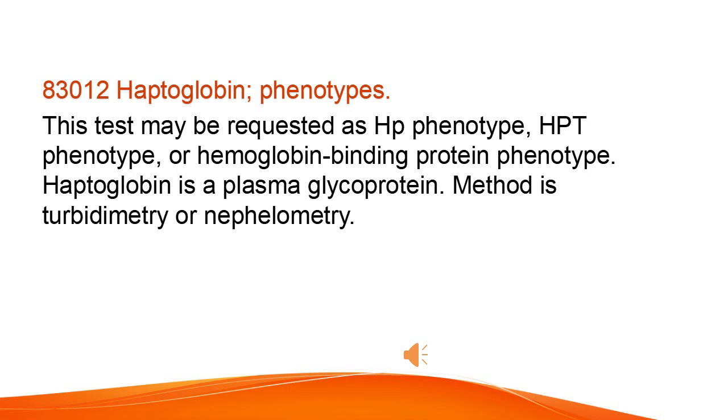Haptoglobin, phenotypes. This test may be requested as HP phenotype, HPT phenotype, or hemoglobin binding protein phenotype. Haptoglobin is a plasma glycoprotein. Method is turbidimetry or nephelometry.